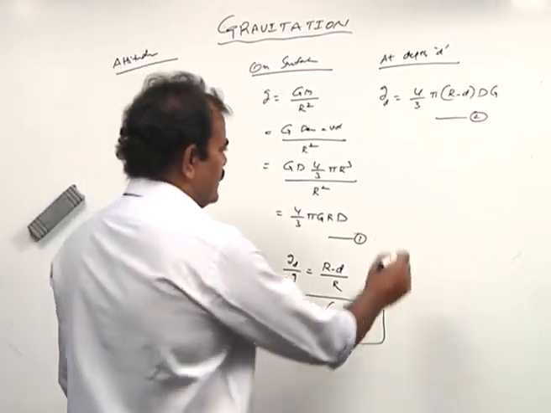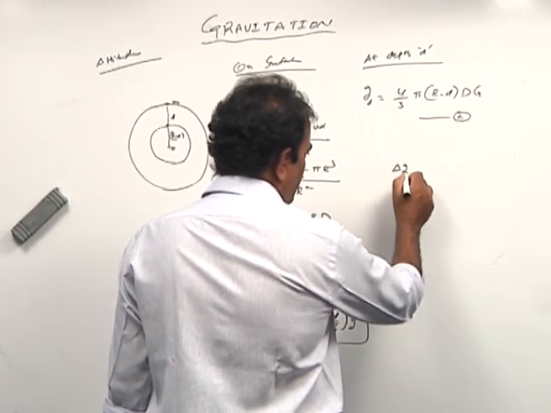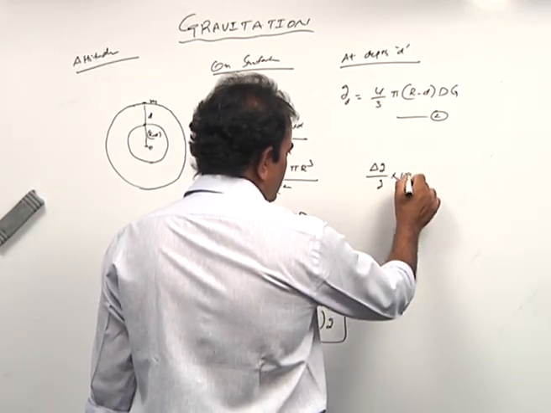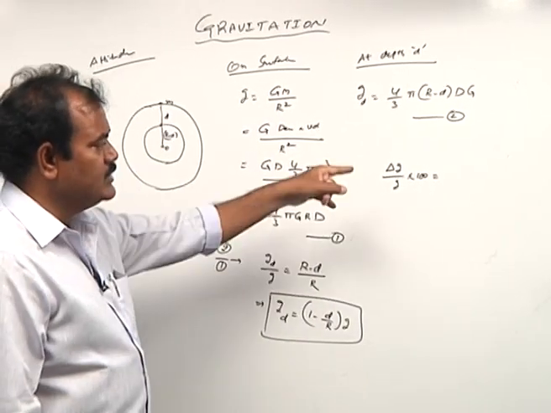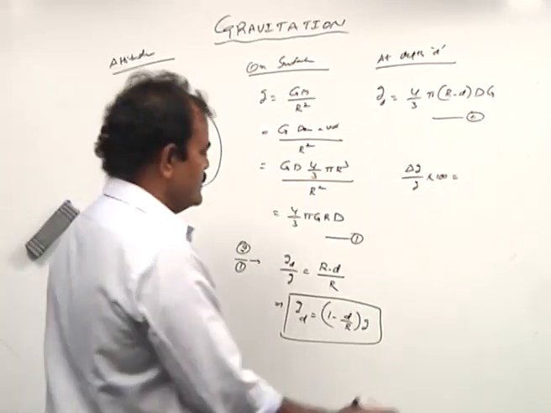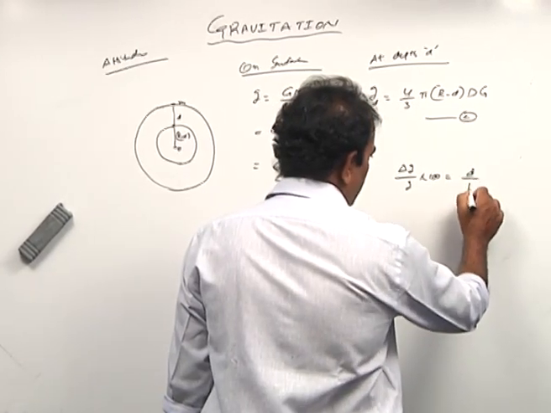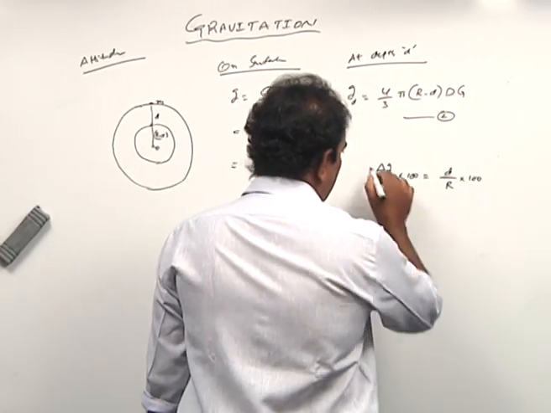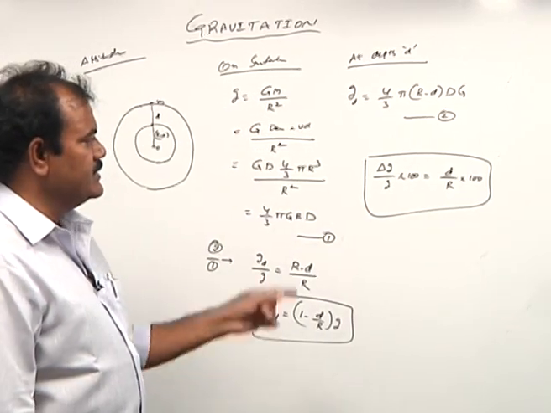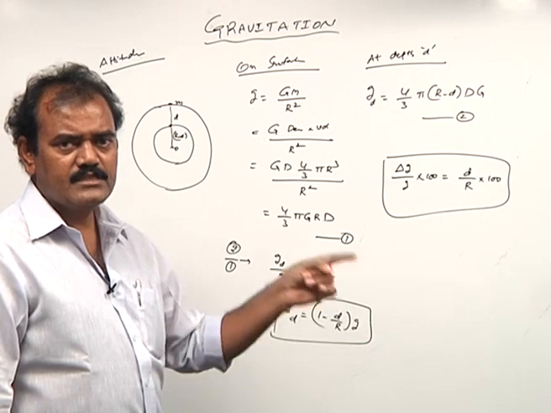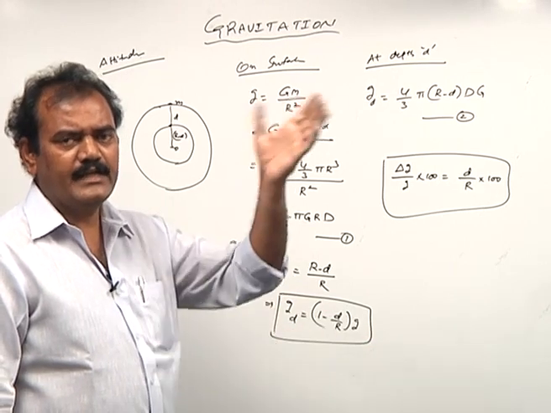In that case, delta g by g into 100 is equal to what we have taken in the previous case, that is, 2h by r into 100. Here in this case, it becomes d by r into 100. So that is 2h by r into 100. That indicates the percentage decrease in small g when your body is taken to a height.